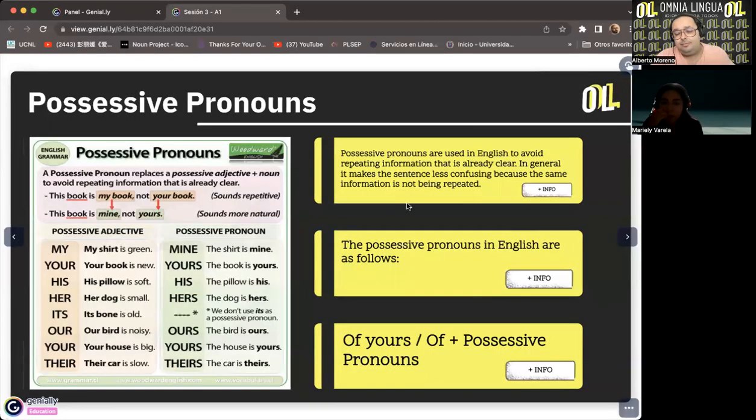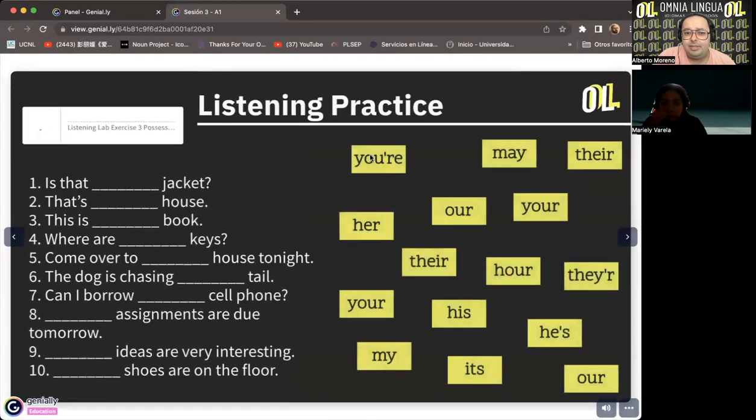We have some activities in here. So in here we have a listening practice. So I'm going to play the audio, and while you listen, try to answer in your mind. And at the end of the audio, you have to tell me the right answer for each of these sentences. Vamos a escuchar el audio. Al final me dices cuál es la respuesta de cada una de estas oraciones. Ok, aquí las tenemos.